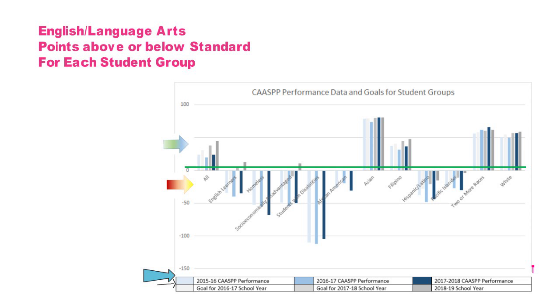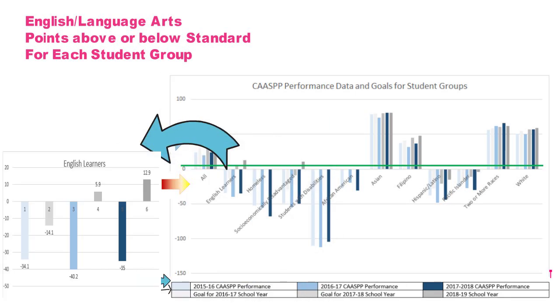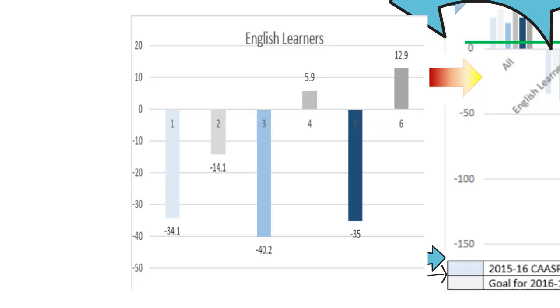Let's consider English language learners. The light blue bar shows that this group had an average score of 34 points below standard in the 2015-16 school year. The goal was for us to provide programs so that this group would grow by approximately 20 points a year, meaning that they would be exceeding standard by the 2019-2020 school year. Those growth goals are shown in the progressively dark gray bars.